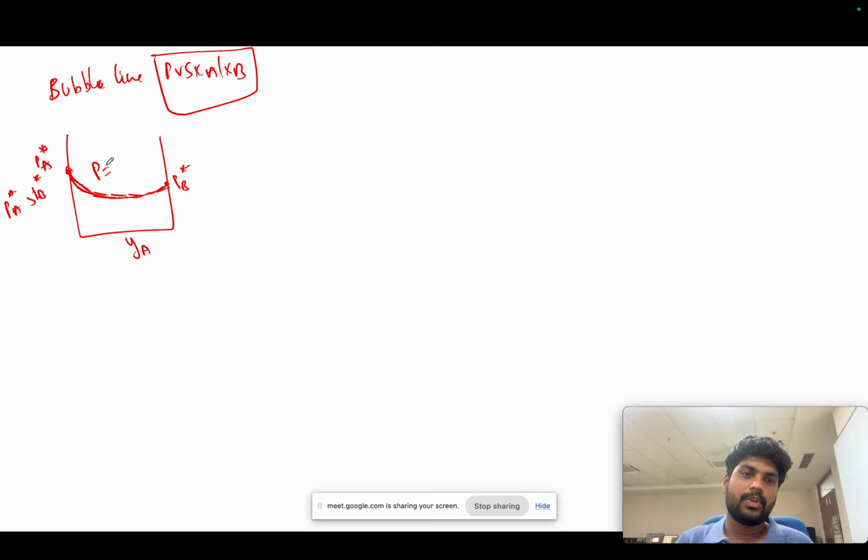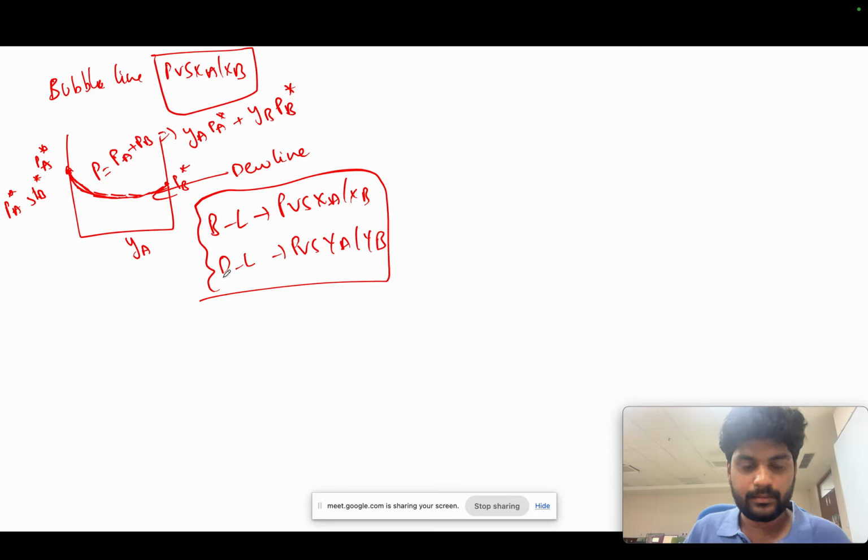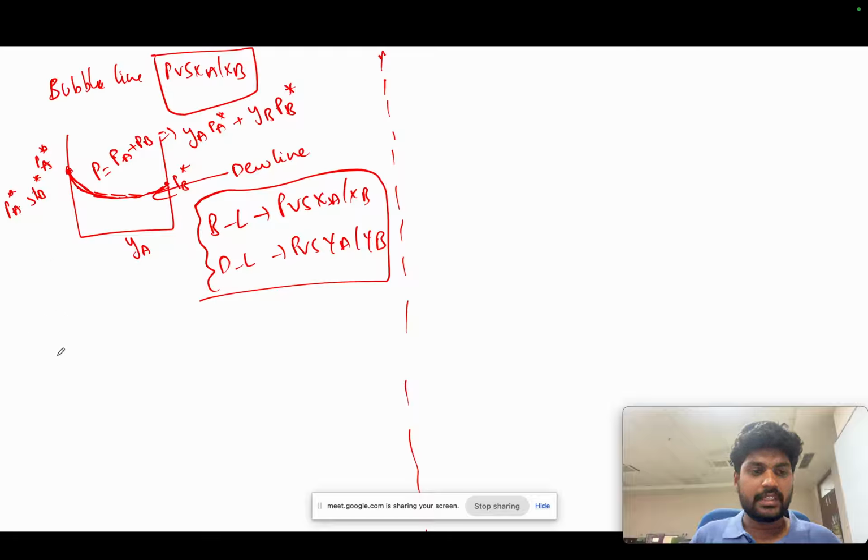So here it will be P, PA plus PB, it will be YA into P plus. So this line is nothing but the dew line. So you know, right, the bubble line deals with pressure with XA comma XB. The dew line deals with pressure with YA comma YB. Any doubts in this? No, sir. Okay, fine. So now, this is the basic condition where we will be using the distillation process.